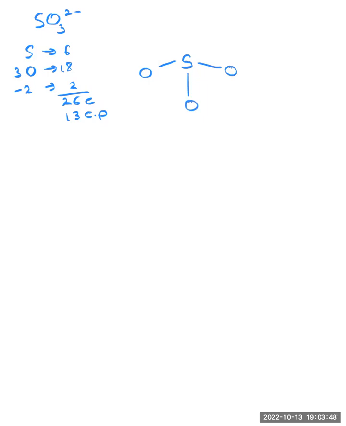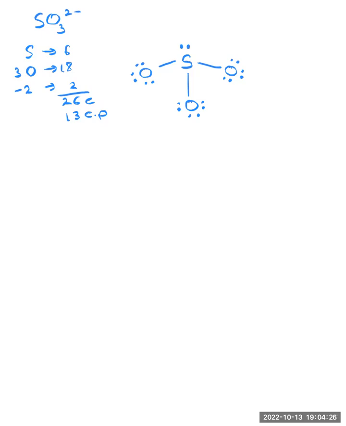Okay, and then what we're going to do is distribute the remaining 10 electron pairs. We have used 1, 2, 3 electron pairs in the 3 bonds, and then we're going to distribute the rest of the electron pairs starting with the outer atoms. So 1, 2, 3, 4, 5, 6, 7, 8, 9, 10, 11, 12, and the 13th must go on the sulfur atom like that.